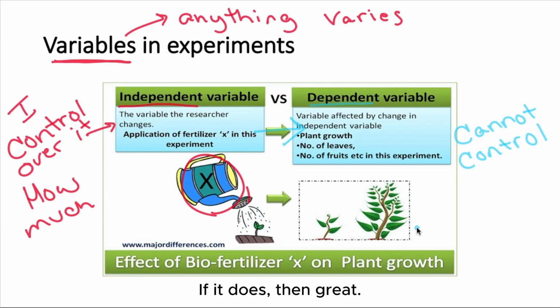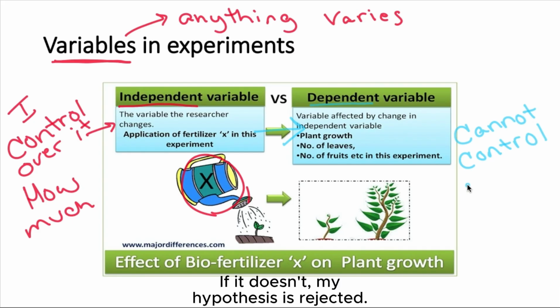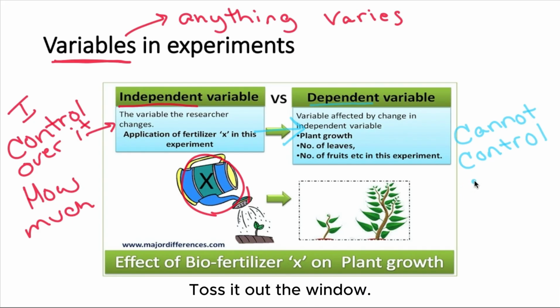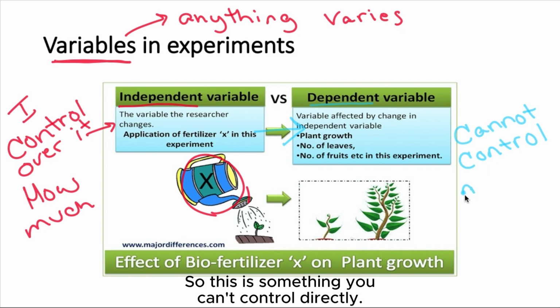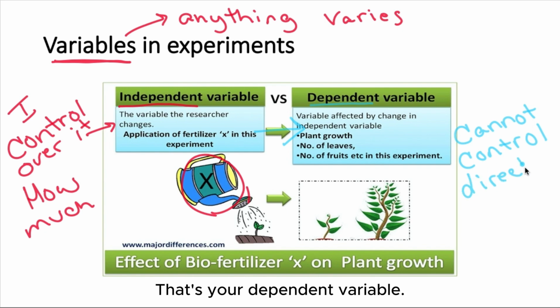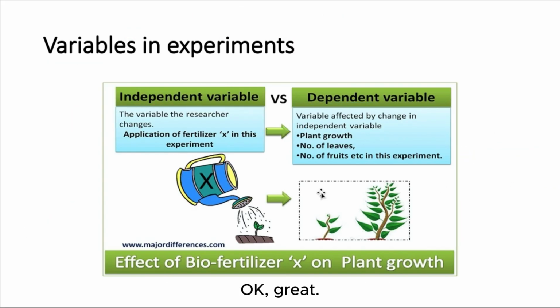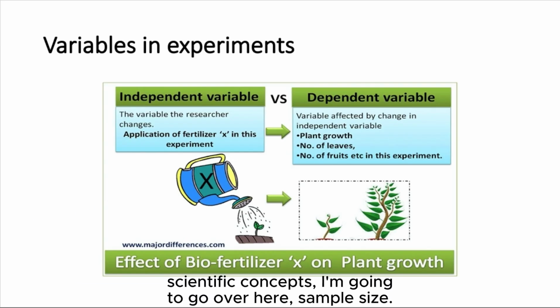If it does, then great, my hypothesis is supported. If it doesn't, my hypothesis is rejected, toss it out the window. So this is something you can't control directly. That's your dependent variable. Okay. Great. One other, or actually two other, scientific concepts I'm going to go over here.